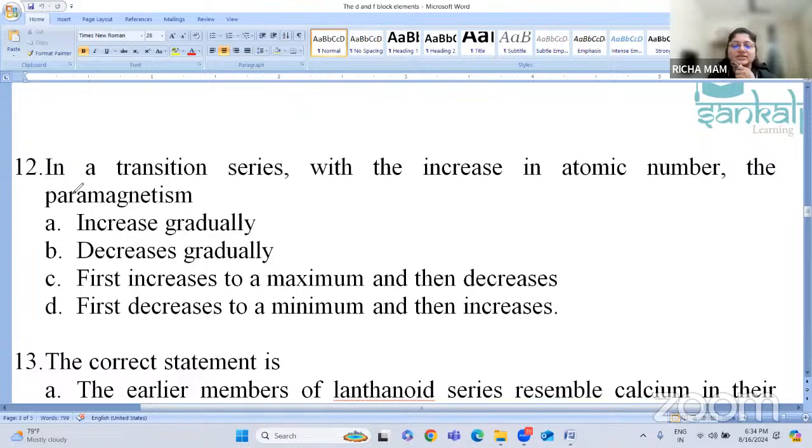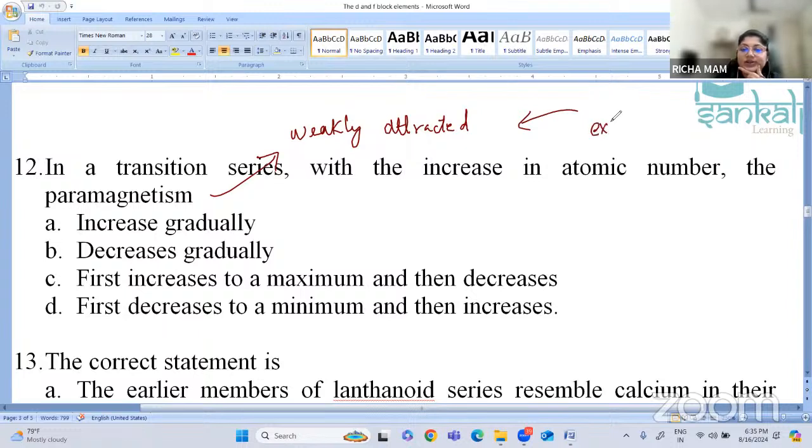So paramagnetism, there is diamagnetism, ferromagnetism. So these are the forms of magnetism. Now what happens here? Some of the materials are weakly attracted by the external magnetic field. So in paramagnetism, what is happening? Some of the materials are weakly attracted by the external magnetism.